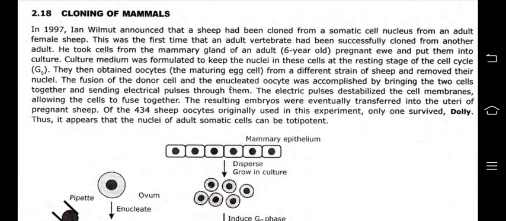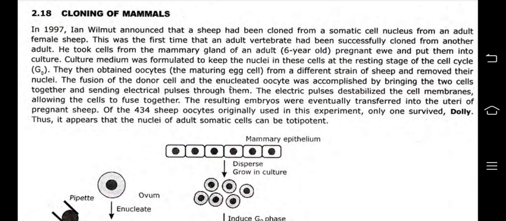Cloning of mammals. In 1997, Ian Wilmut announced that a sheep had been cloned from a somatic cell nucleus from an adult female sheep. This was the first time that an adult vertebrate had been successfully cloned from another adult. He took cells from the mammary gland of an adult 6-year-old pregnant ewe and put them into culture. Culture medium was formulated to keep the nuclei in these cells at the resting stage of the cell cycle, G0. They then obtained oocytes, the maturing egg cells, from a different strain of sheep, and removed their nuclei.